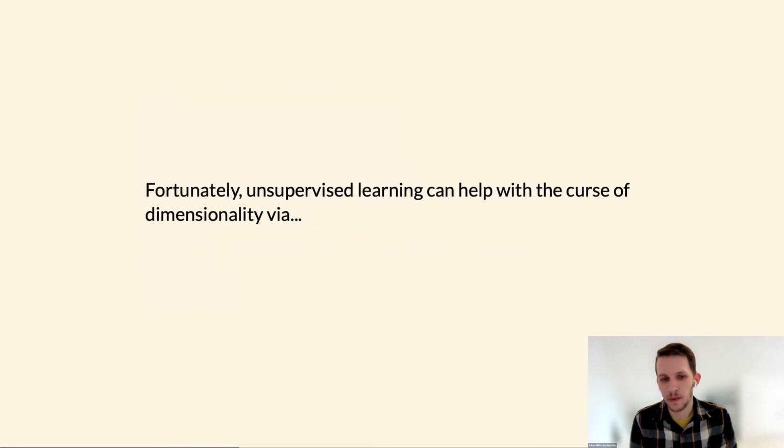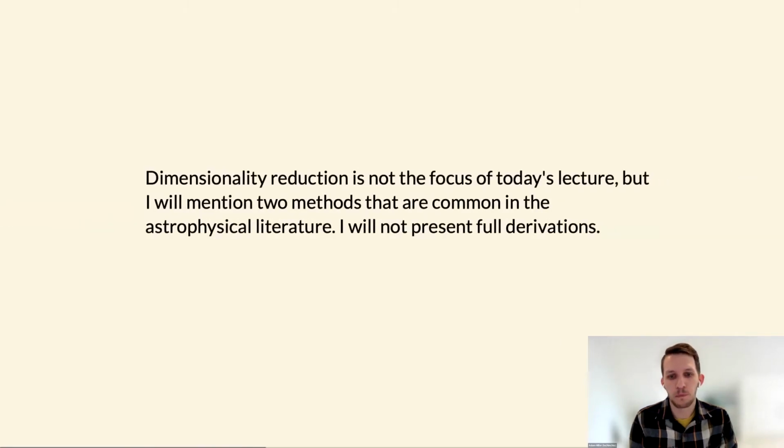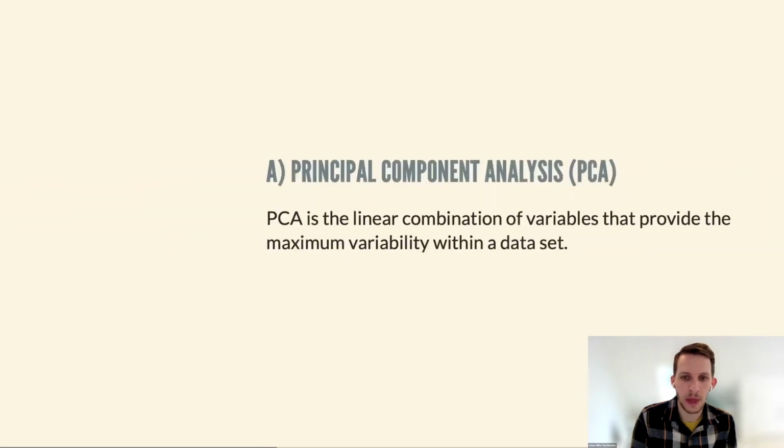All that being said, another method of unsupervised learning can help with the curse of dimensionality. And this is with a family of techniques that are called dimensionality reduction. Okay. This is not the focus of today's lecture. I'm going to mention a couple quick methods. I'm not going to show the underlying mathematics, but these are things that often show up in the astrophysical literature. So that's why I want to quickly cover them today.